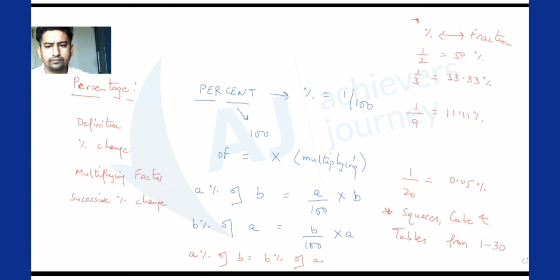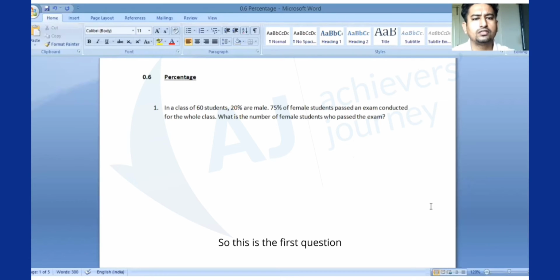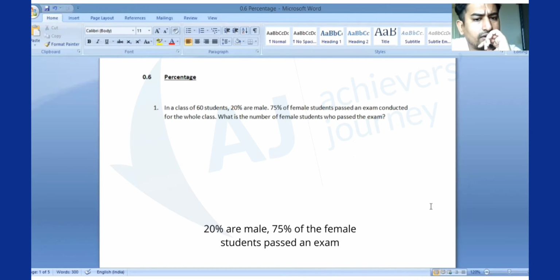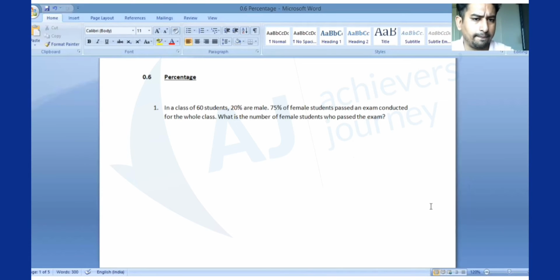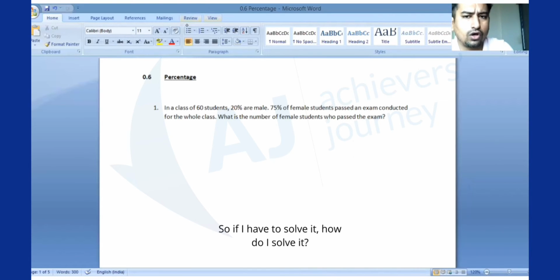All right. So this is the first question. In a class of 60 students, 20% are male, 75% of the female students passed an exam conducted for the whole class. What is the number of female students who passed the exam, right? So if I have to solve it, how do I solve it? Let's see. We'll just go by the information given to us.